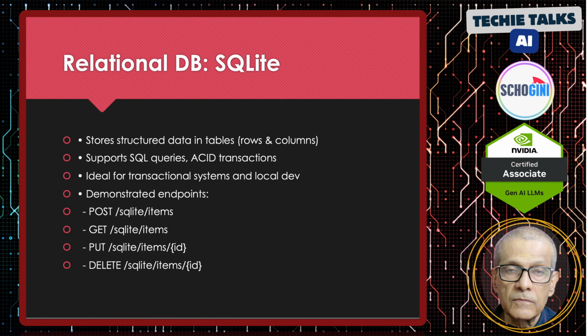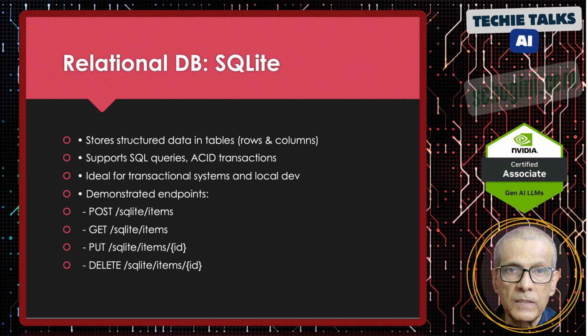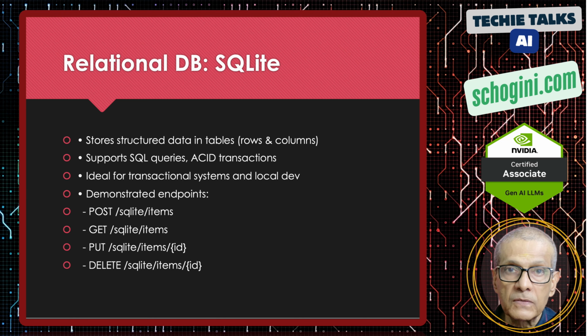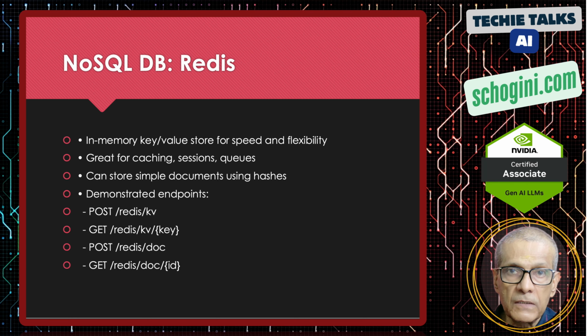NoSQL database: we will use Redis as a simple example. We can use other databases like MongoDB, etc., or AWS DynamoDB. Now we move into Redis, which represents the NoSQL family.